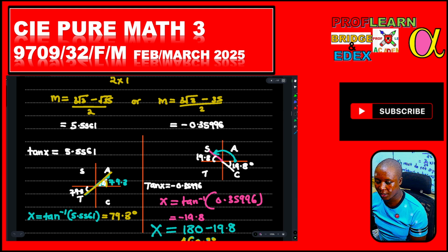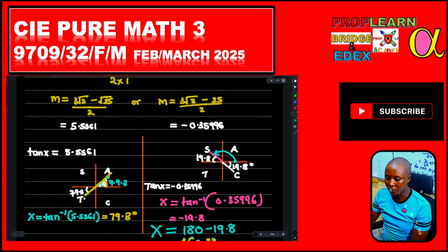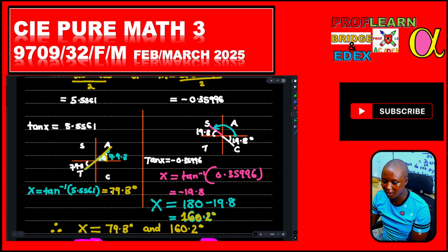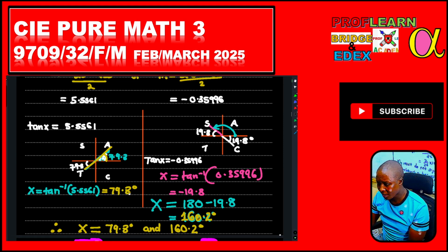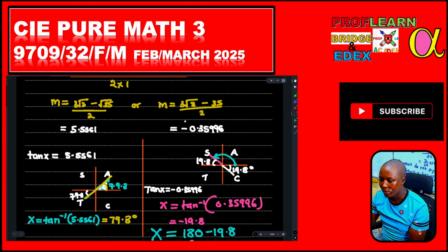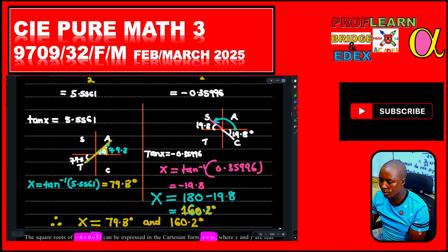So if you measure this angle up to this other third quadrant, you'll be out of the range. So in that case, we're going to take 79.8 as one value of x. The next one is where tan is negative, and tan is negative in the fourth quadrant and in the second quadrant. So first we're going to find tan x equals that, then tan inverse of this is going to give a negative 19.8.